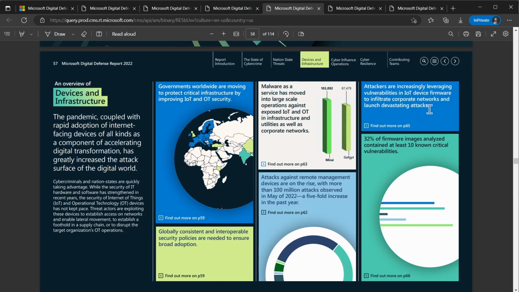Attackers are increasingly leveraging vulnerabilities in IoT device firmware to infiltrate corporate networks and launch devastating attacks. This is why curbing and having full visibility of IoT devices and segmenting IoT networks is always important. So 32% of firmware images analyzed contain at least 10 known critical vulnerabilities. Microsoft has a number of vulnerability management capabilities that are looking deeply into firmware vulnerabilities, and they understand that having a look at that can curb a lot of OT and supply chain issues in your environment.